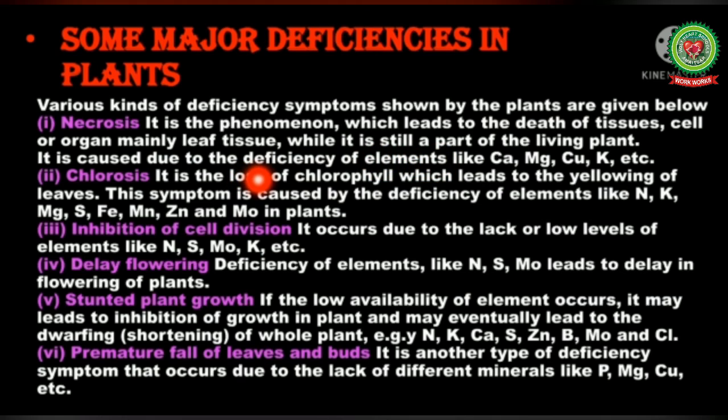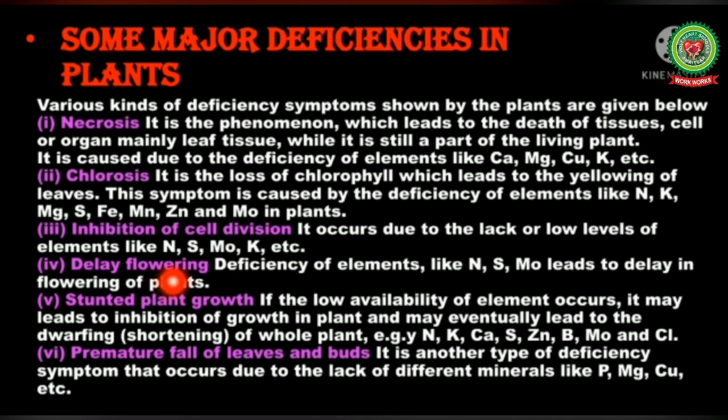Chlorosis. It is the loss of chlorophyll which leads to the yellowing of leaves. This symptom is caused by the deficiency of elements like nitrogen, potassium, magnesium, sulfur, iron, manganese, zinc, and molybdenum in plants. Inhibition of cell division. It occurs due to the lack or low level of elements like nitrogen, sulfur, molybdenum, and potassium. Delayed flowering. Deficiency of elements like nitrogen, sulfur, molybdenum leads to delay in flowering of plants.